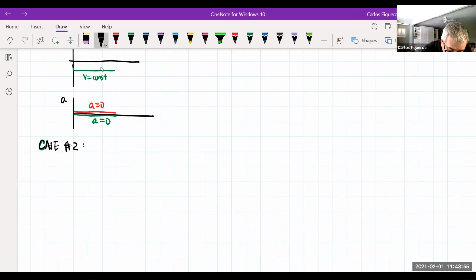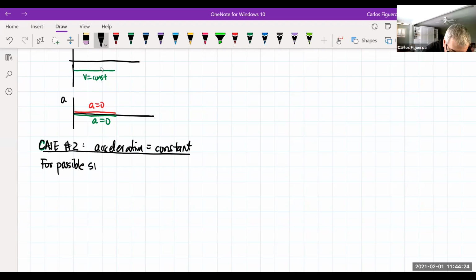And here we now have acceleration equal to a constant. Okay, so when we look at this thing here, note that there are really 4 different possible situations.